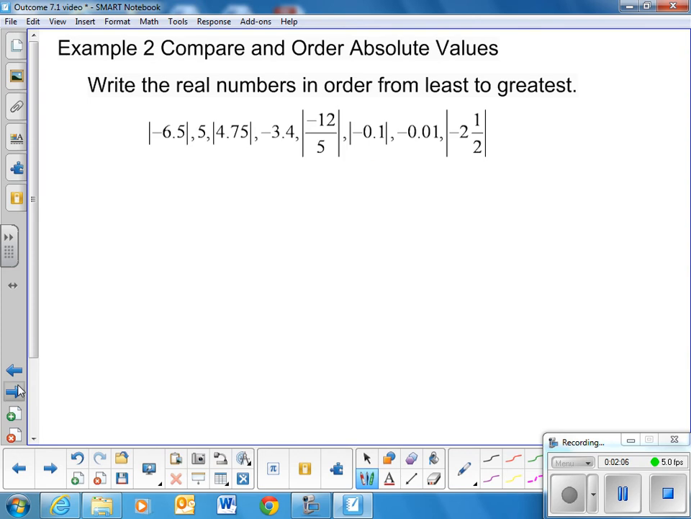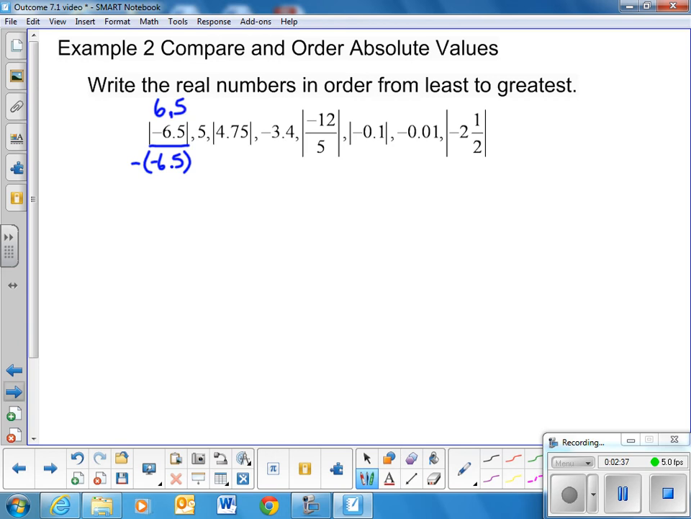Let's write real numbers in order from least to greatest. So the first step is to rewrite them without the absolute value signs. It's also going to be the easiest to order them if we change them all to decimals. So our first number is the absolute value of negative 6.5. By definition, this is the negative of negative 6.5, or positive 6.5.